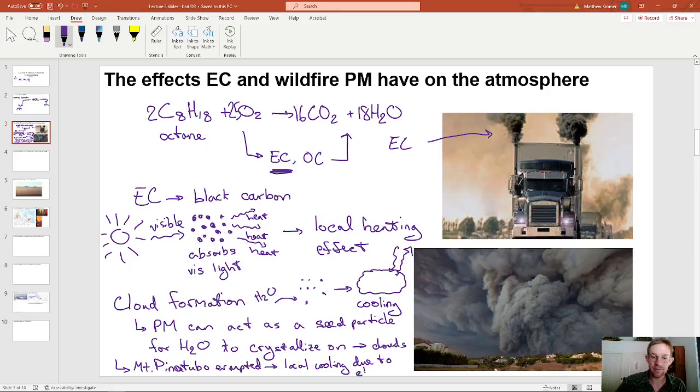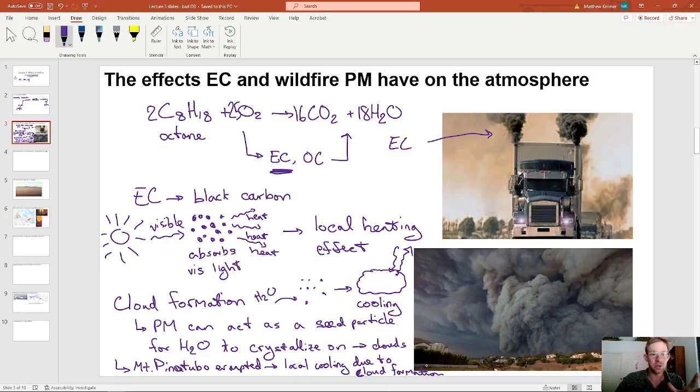I realize I should have given myself more room on this slide or just started a new one, but this is the last thing I'm going to write on here. There was a local cooling effect that resulted from this volcanic eruption because all the particulate matter that was released into the air acted as seed particles for clouds to form, ultimately covering the area in cloud cover that reflected light back into space, resulting in a net cooling effect.